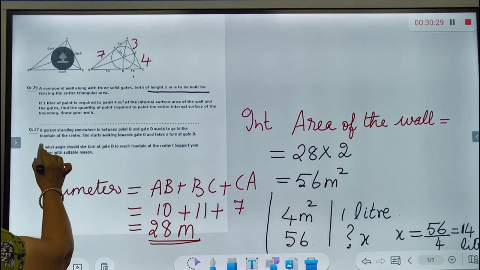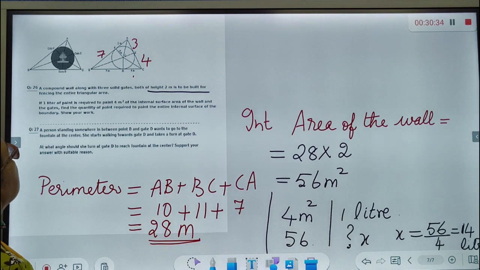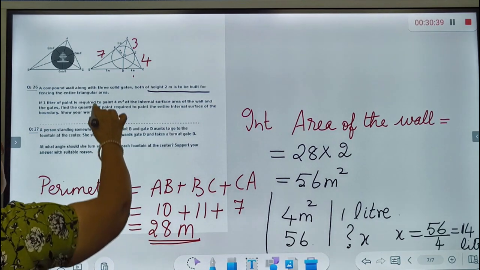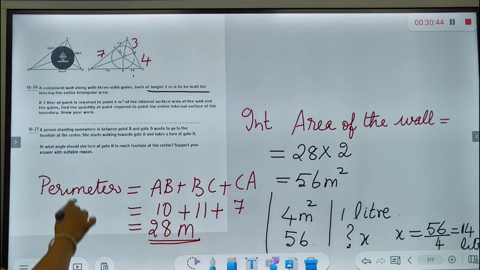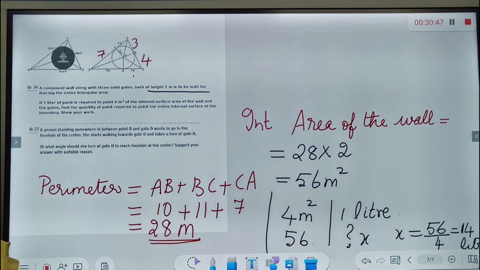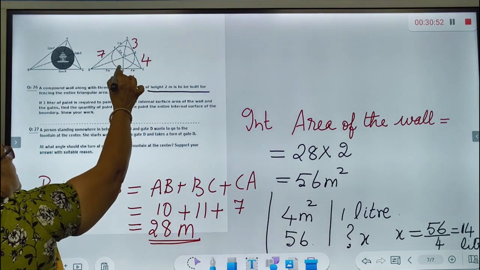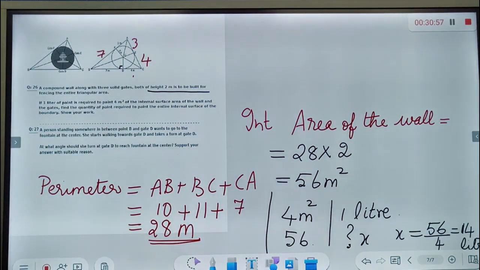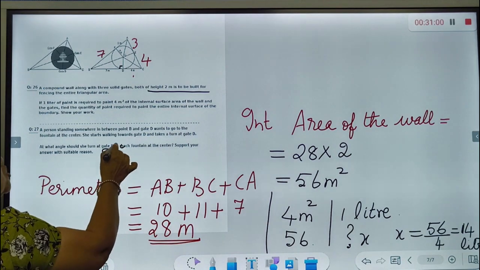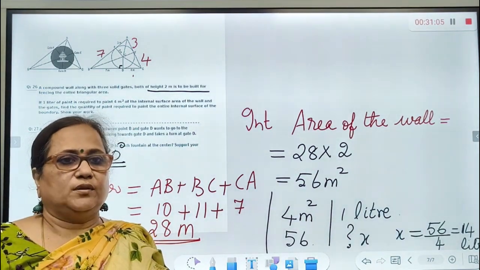Now the third question. A person is standing somewhere between B and D and wants to go to the fountain at the center. She starts walking towards gate D and takes a turn at D. At what angle should she turn at gate D to reach the fountain? So if she is here and at D she is turning, she can only use this path. This is the radius of the circle, so this is 90 degrees, which is perpendicular to the tangent. So at what angle should she turn? She should make a turn of 90 degrees at D in order to reach the fountain.